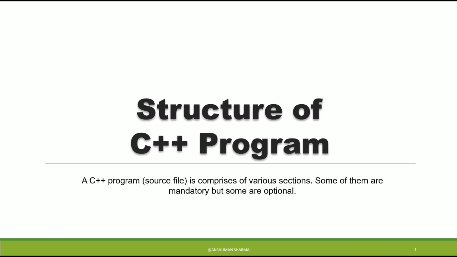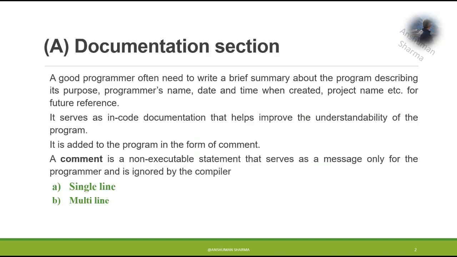Whenever you save your file with .cpp extension, the source code consists of various sections. We will be discussing various sections in a program in this particular video. Now, the first and the most important section is the documentation section. Though it is not mandatory as it generally includes comments, a good programmer often needs to write a brief summary about what the program is, who has written it, the date and time when it was created, and a brief introduction about that program, so that it can be helpful in future reference. So therefore we add comments.